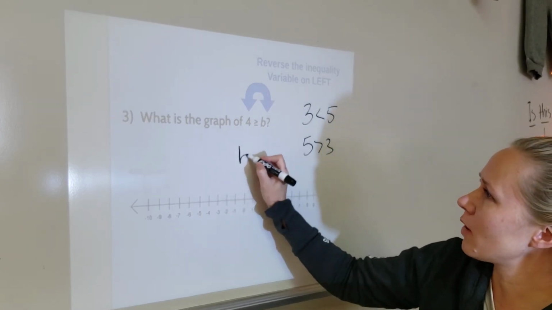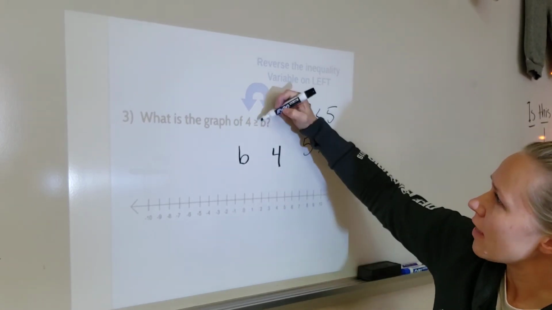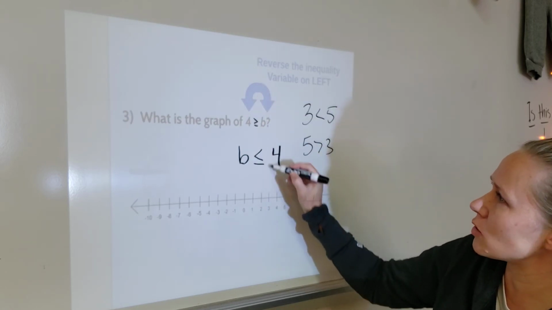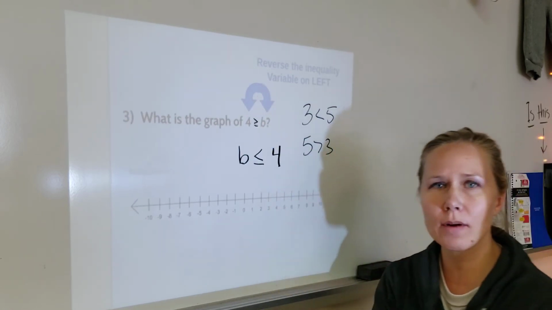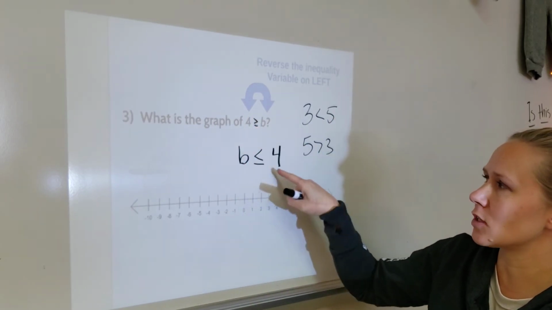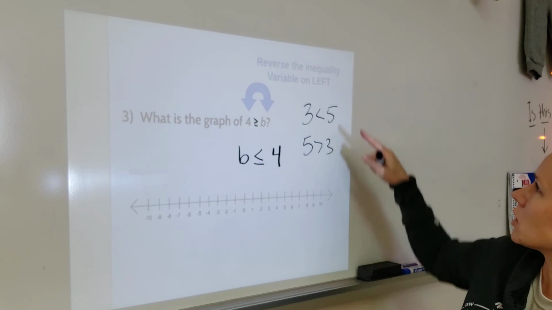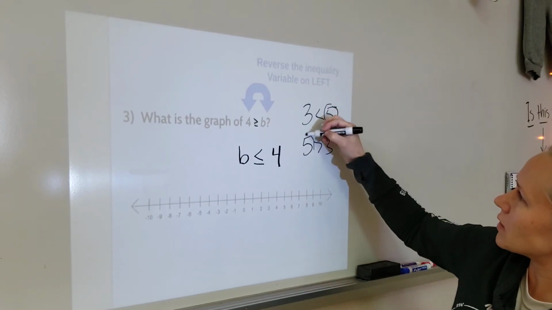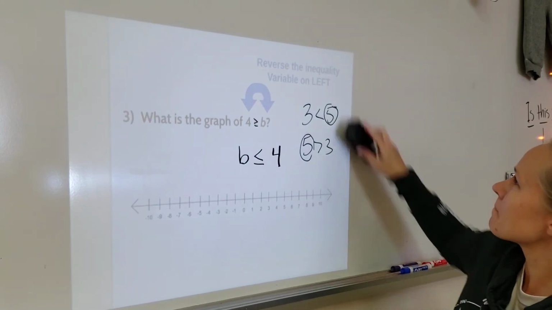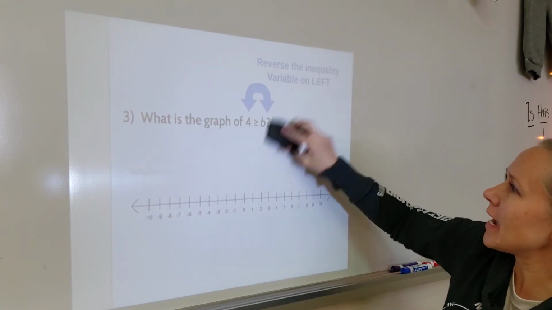I'm going to make the b right here and the 4 right here. The big mouth is opening to the 4, so I'm going to make the big mouth opening to the 4. These two are now equivalent. It says 4 is greater than or equal to b, then b is less than or equal to 4. Okay? As long as that big mouth is still opening to the same bigger number, I can just take it and flip it.